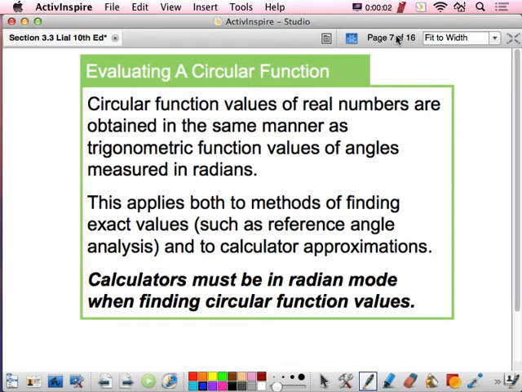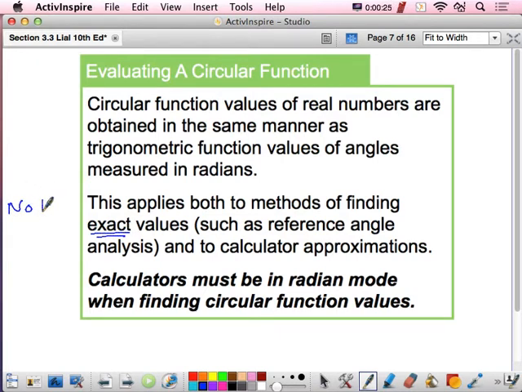Before we go any further, let's talk about evaluating a trig function when the angle is in radians. You find them the same way as when they're in degrees. If you're looking for an exact value, you have to think it through and figure it out from your unit circle. Now, once again, what does exact mean? Because some of you messed this up on your test.